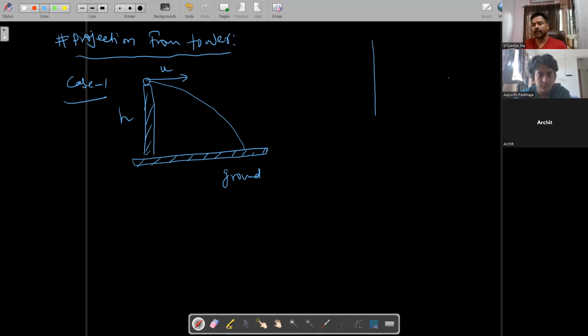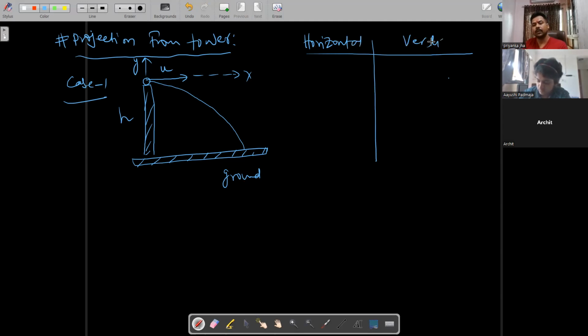Now, the first thing is that we have to draw the chart. Suppose this is your x-axis, and upward we take the y-axis. You can take plus y-axis in the downward direction as well; it won't affect. So let's call x the horizontal component and y the vertical component. We are considering right side plus, upside plus.